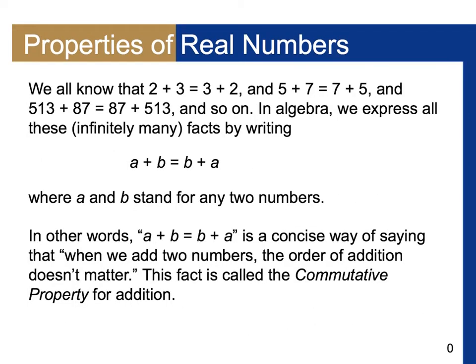So let's talk about the properties of real numbers. When you add two numbers, you can reverse the order of addition and you get the same number. So 2 plus 3 is equal to 3 plus 2. 5 plus 7 equals 7 plus 5, etc. We call that our commutative property. So there's our commutative property, real numbers.